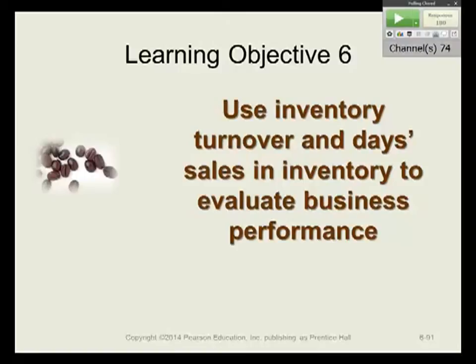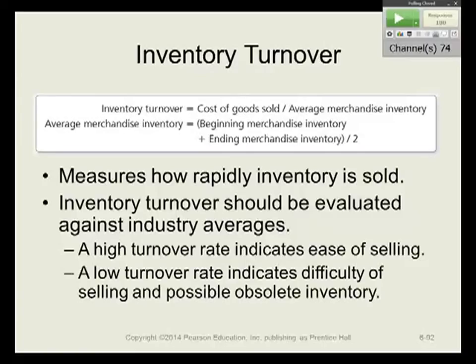So how long does it take you to sell inventory? How long does it take you on average to collect? This way you can measure the length of that operating cycle. And to do that, we use a measure called inventory turnover. Inventory turnover is the ratio of cost of goods sold divided by average inventory. Average inventory is simply beginning plus ending divided by 2.